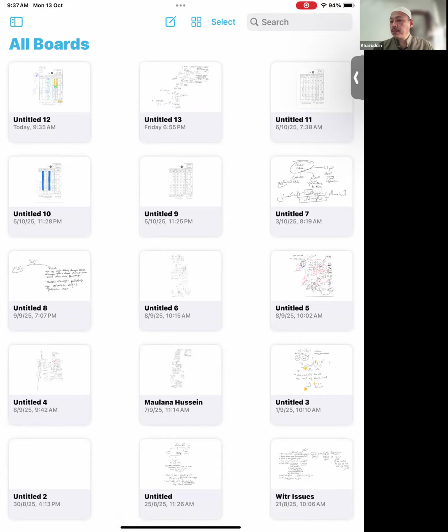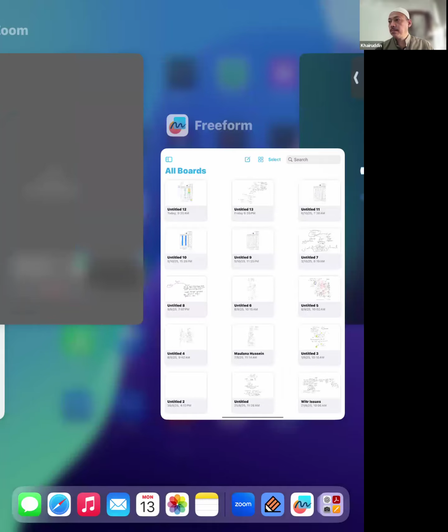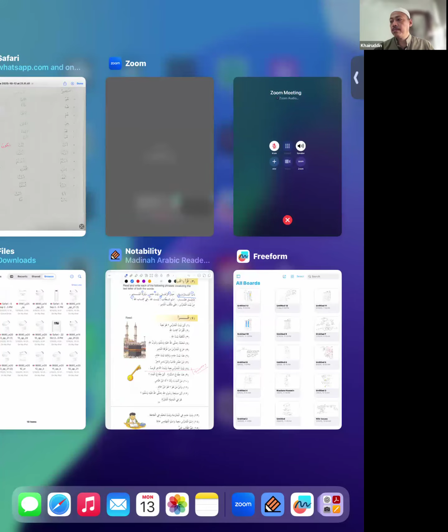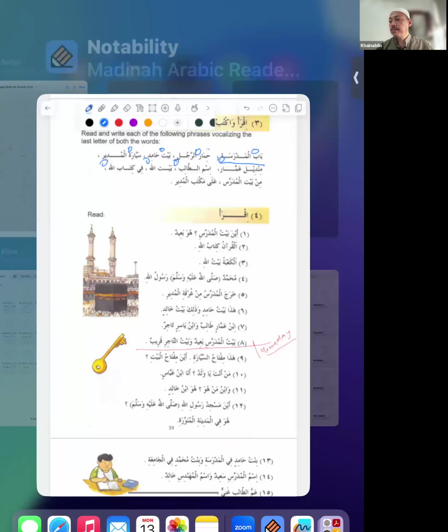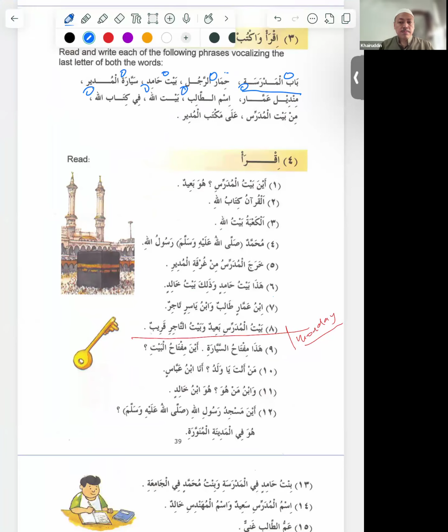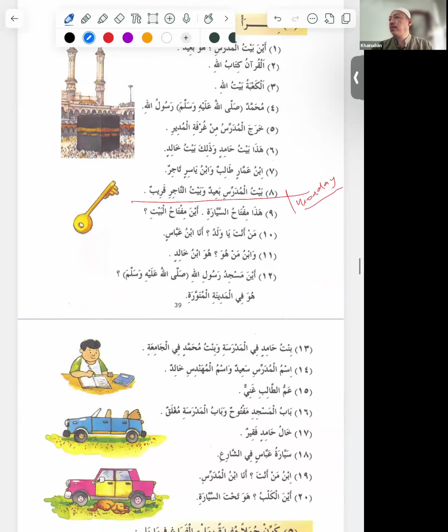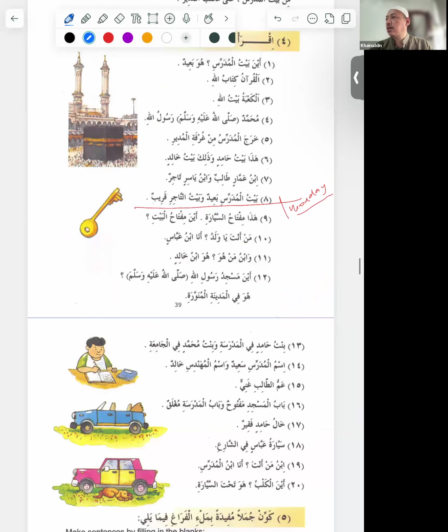Okay, any questions? Okay, if there are no questions, then we'll go on to our lessons in Medina Reader, inshallah. So we'll carry on from where we stopped last week. I actually put Monday here.